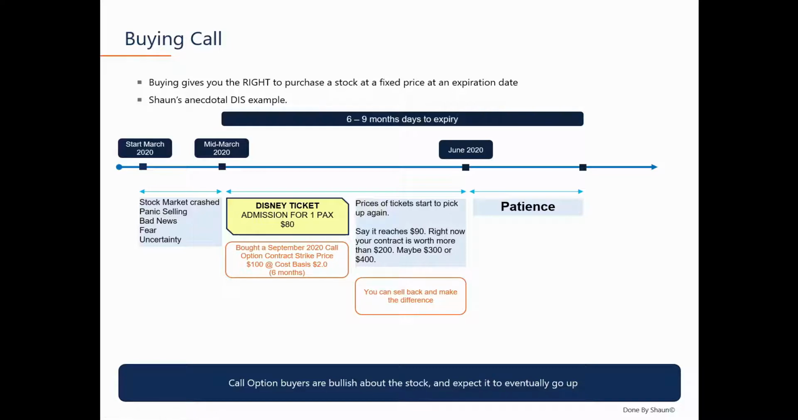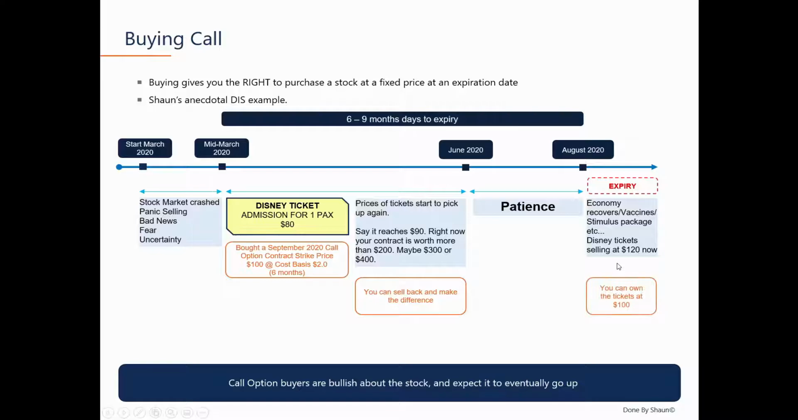However, let's say you're very patient and you still think Disney has the opportunity to go up and the economy will eventually recover even more. You can have patience. And then let's say in August, nearing the end of the 6 months, the economy recovers. There's vaccines available and there's some stimulus package from the U.S. Government and the Federal Reserve. Now Disney tickets are selling at $120, because it's safer to go out now and people can visit Disneyland.